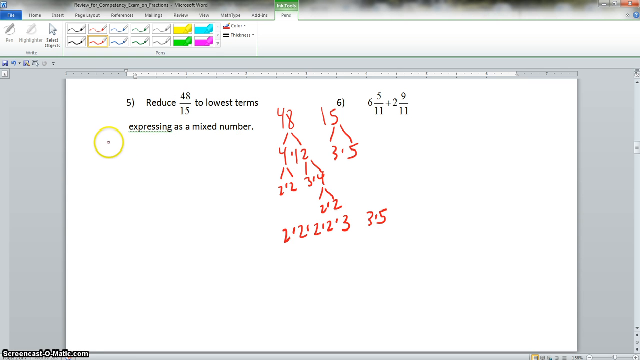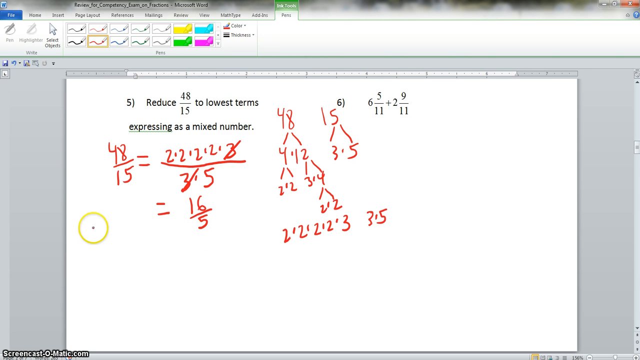So now we substitute. We have 48 over 15, and that equals 48's prime factorization, 2 times 2 times 2 times 2 times 3, all over the prime factorization of 15, which is 3 times 5. These 3's simplify out, and you're left with 16 for your numerator, 5 for your denominator. But we want to write our final answer as a mixed number. So we will go off to the side and do division.